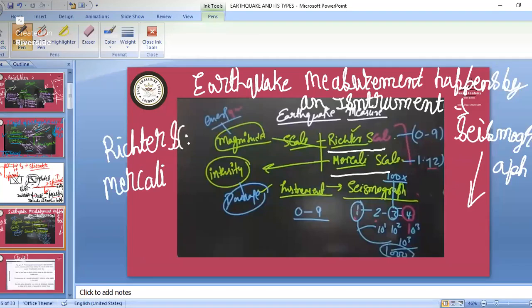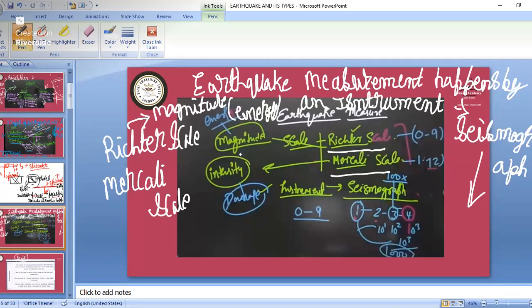We have divided these scales on the basis of magnitude and the damage caused. You must remember that on the Richter scale, we measure the magnitude, that is, how much energy is being released. Then we have the Mercalli scale. On this Mercalli scale, what are we doing?